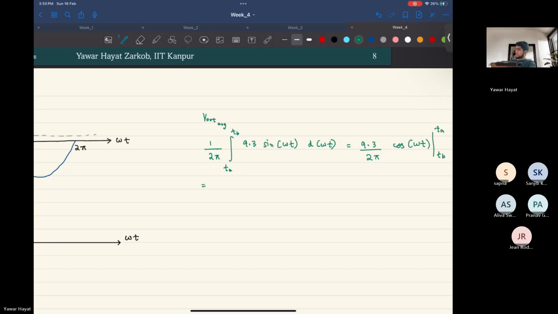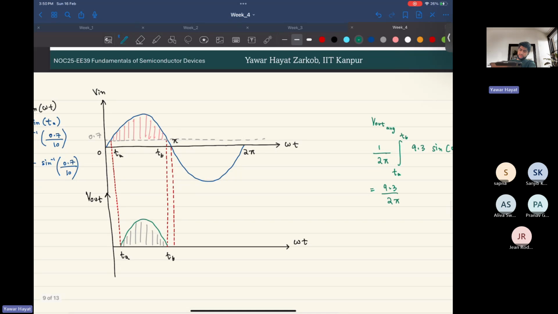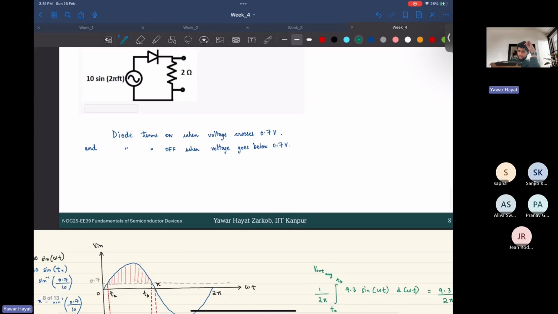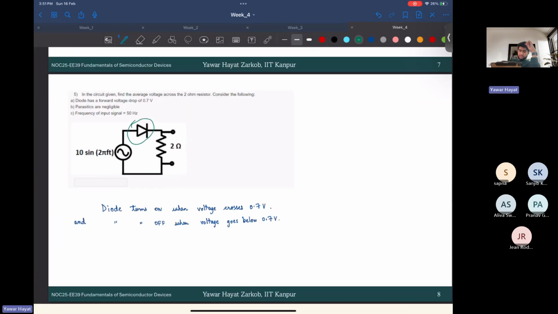And then you have 9.3 by 2 pi. Sir, how does it come to 9.3? The reason why I wrote this is because 0.7 is the forward voltage drop in the diode, right? So a 0.7 voltage drop goes in the diode, and you are left with 10 minus that.